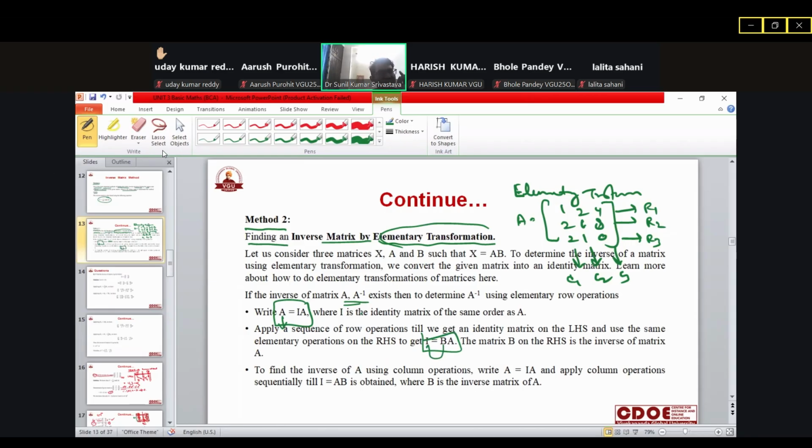So write the matrix in this form. Apply the sequence of row operations to get the identity matrix on the left hand side, and use the same elementary transformation on the right hand side to get the transformation of this one. So matrix B on the right hand side will be the inverse of the given matrix. I think all of you understand this one.